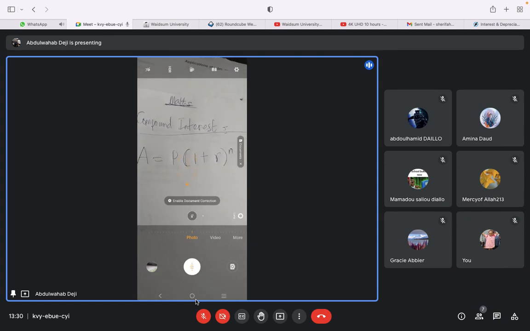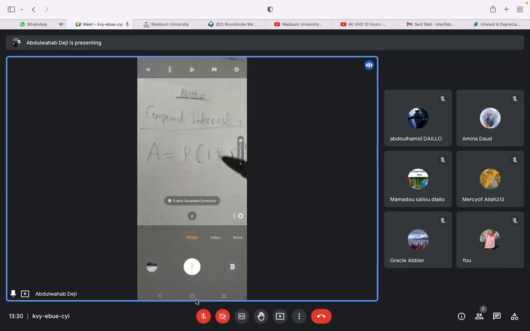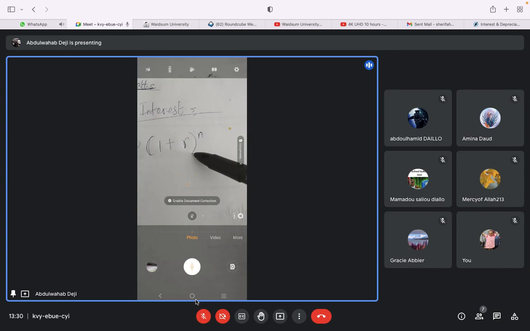So for compound interest, you just say the amount is equal to the principal P times 1 plus R, where R is the rate, to the power of n. N is the number of years.